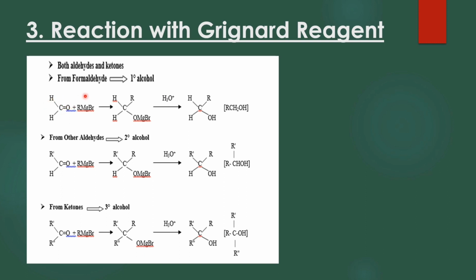If we start with formaldehyde, then 1 degree alcohol will be obtained. In case of other aldehydes, 2 degree alcohol will be obtained, and in case of ketones, final product will be a 3 degree alcohol.